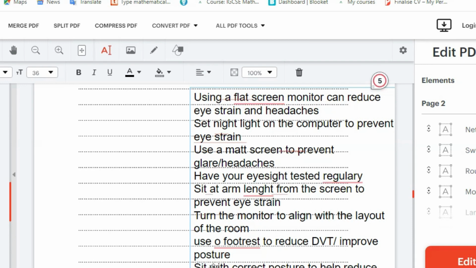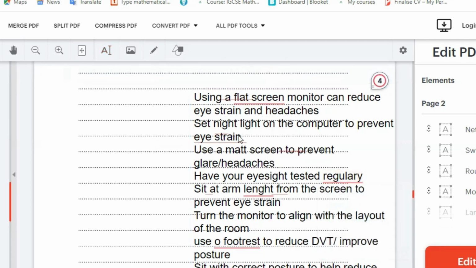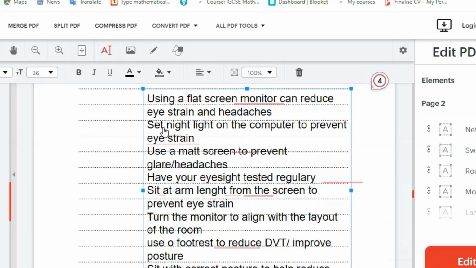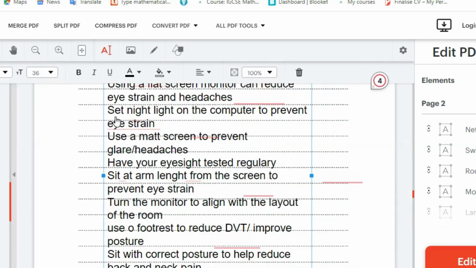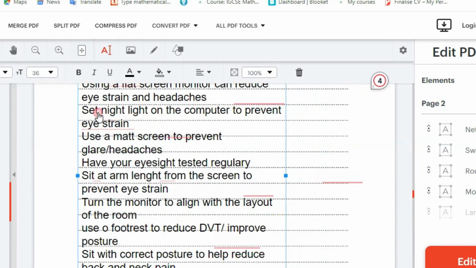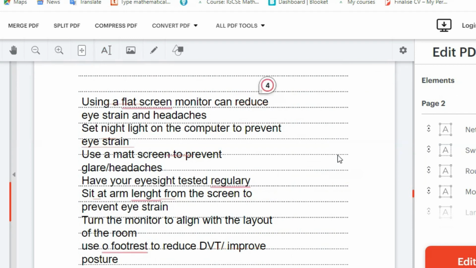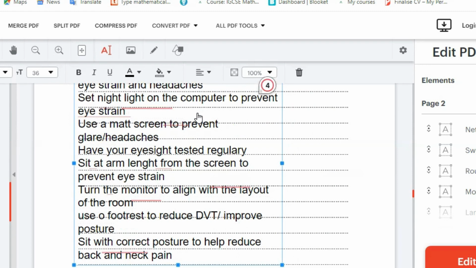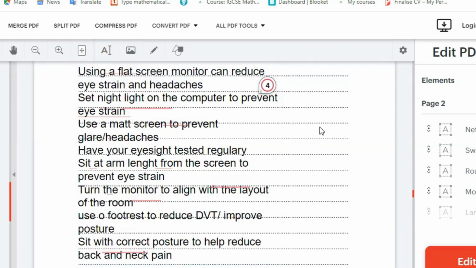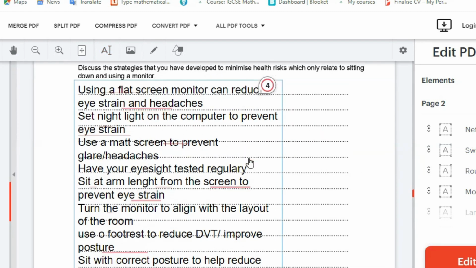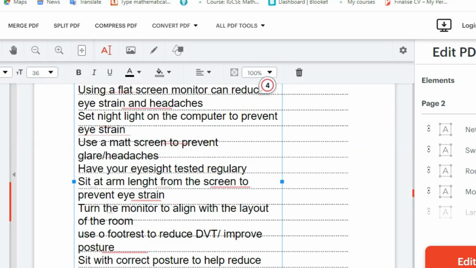All right? So, these are 9 strategies that can be used to prevent back and eye problems while making use of the monitor. So writing this, you get your 8 marks.